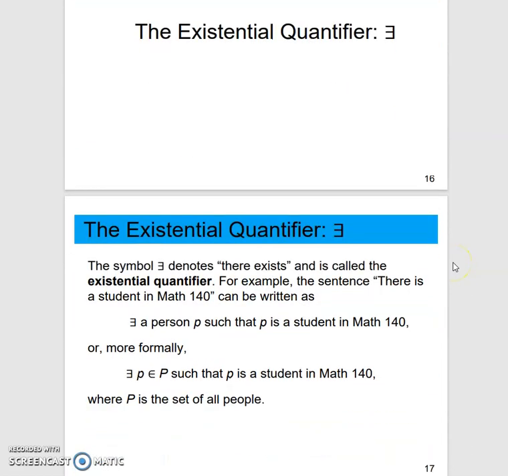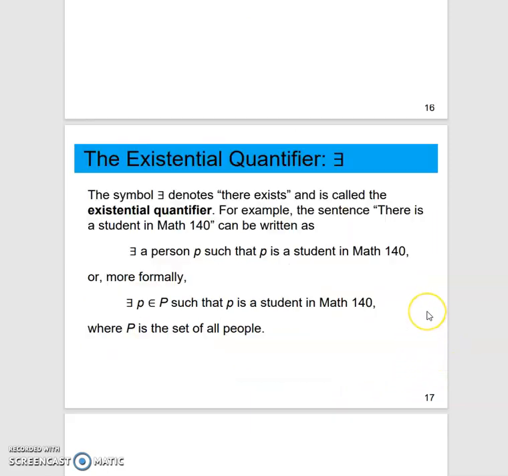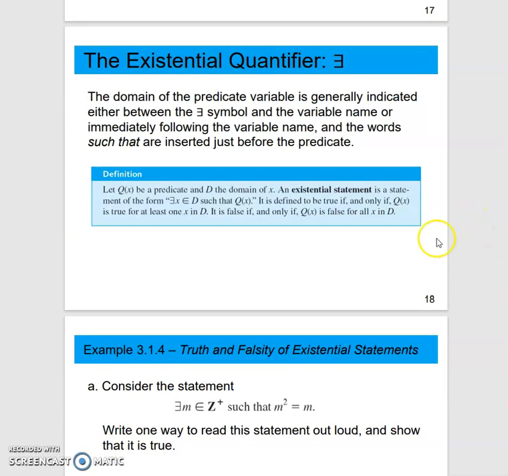Alright, let's look at the existential quantifier. This is a capital E that's been turned backwards, and we would read that as there is or there exists. So there is a person P, such that P is a student in Math 140. And again, we could also say there is a P in P, such that P is a student in math. Now again, as a reminder, the universal for all means it has to work for every, but the existential means I only need one, and we're often going to see that term such that, because that tells us what property we are then going to see.